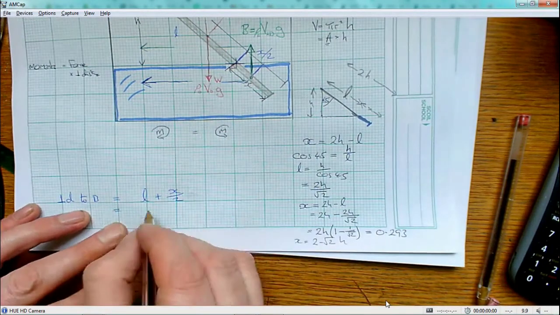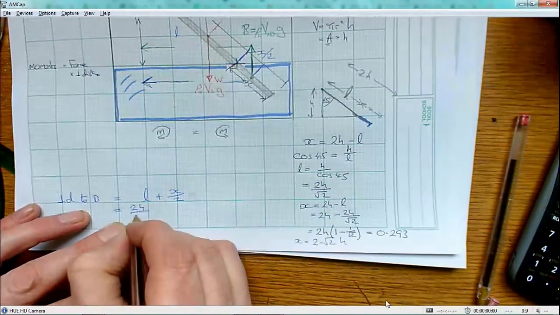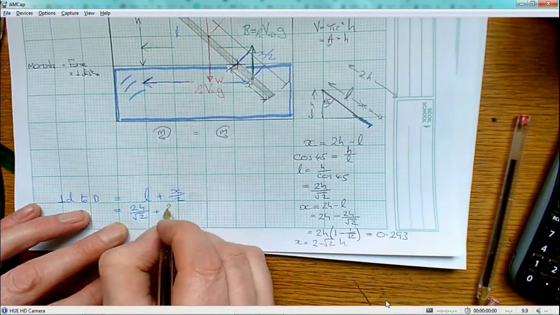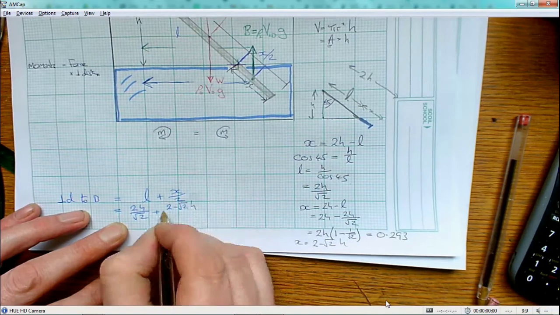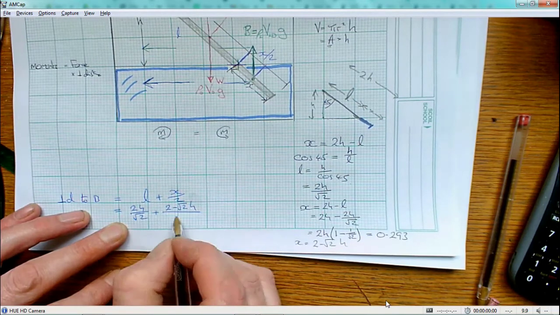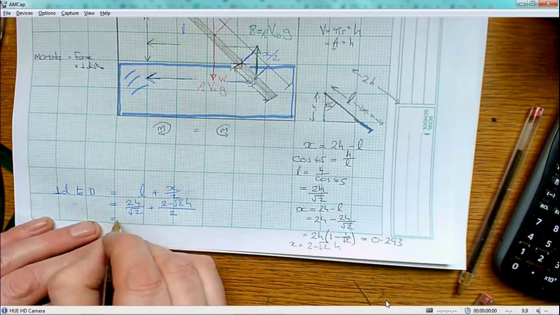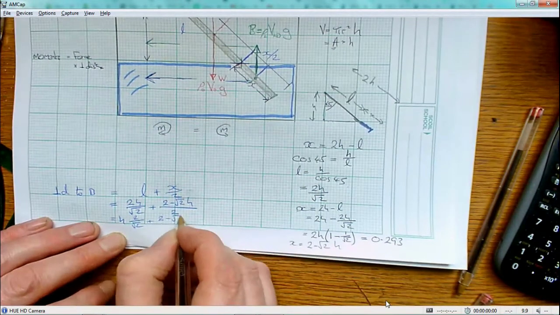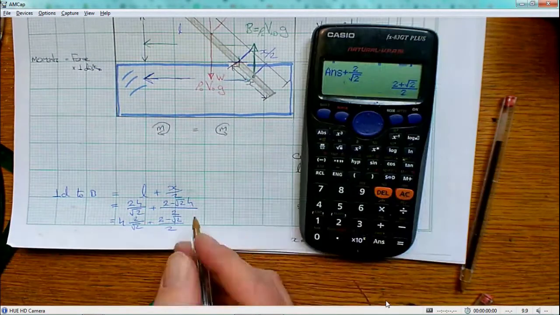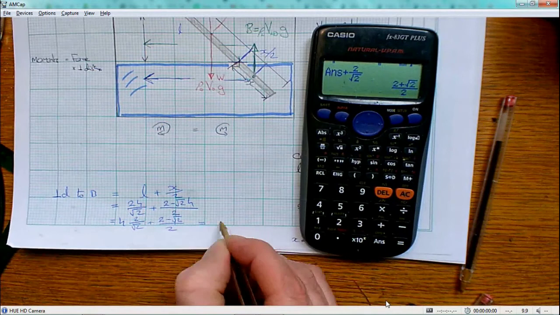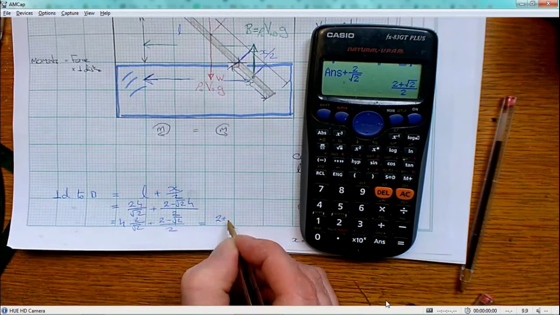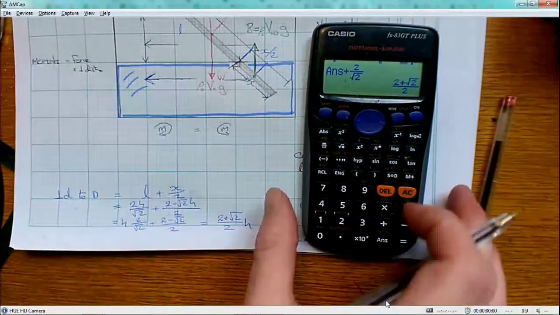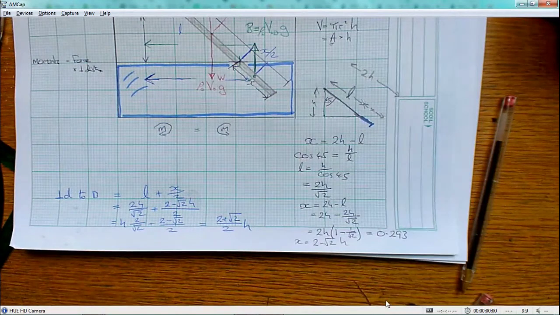So L we said was 2h over root 2, and we said x was (2 minus root 2)h, and that's all now over 2. Take the h's out and go 2 over root 2 plus 2 minus root 2, all over 2. So now I've got this whole distance is equal to (2 plus root 2) over 2, times h. Okay, so now I've got my distances. I've nearly got it all figured out.